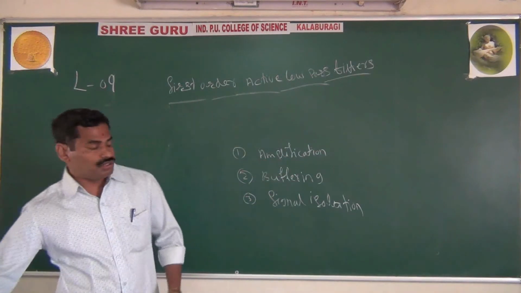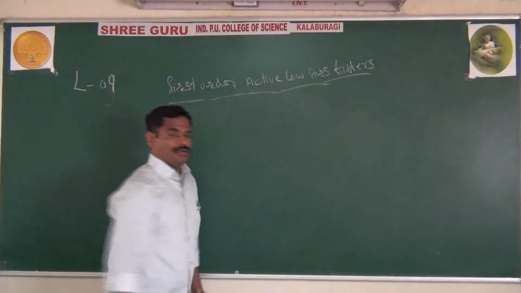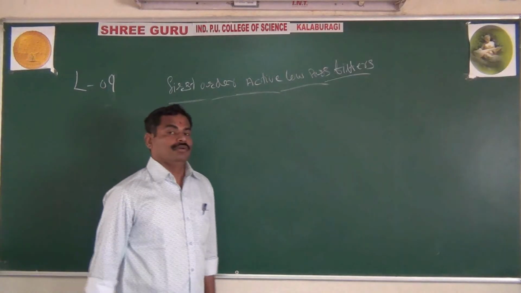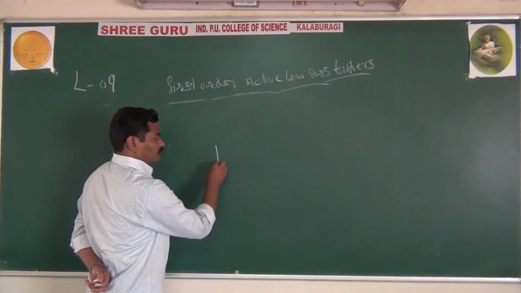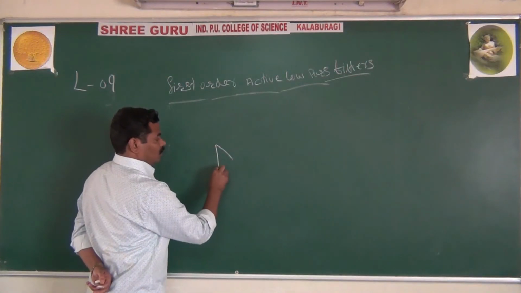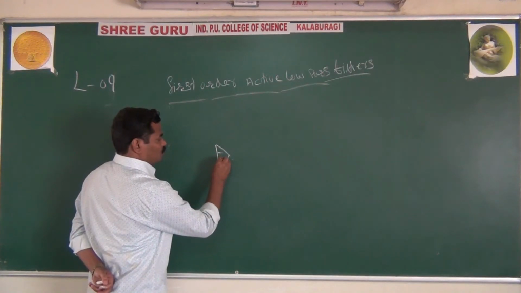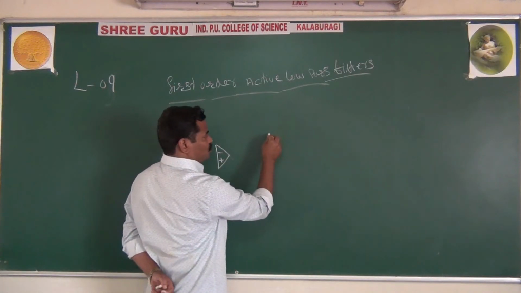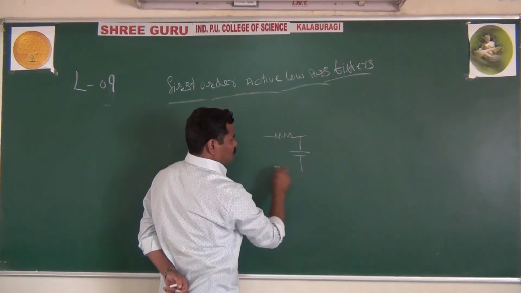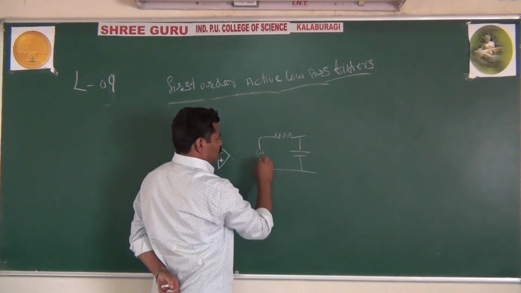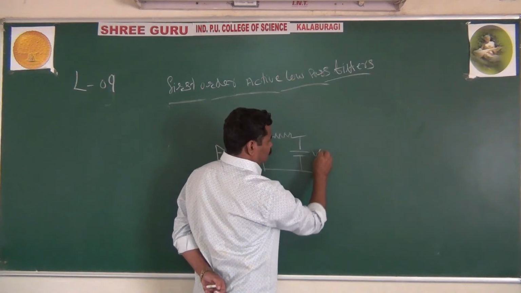Now we will go for the construction and working of the low pass active filter. As usual, you know about the op-amp. First, I will go over the general RC low pass filter. You apply the input here, Vi, and you measure the output here, V0.